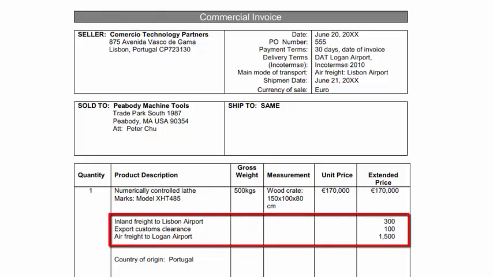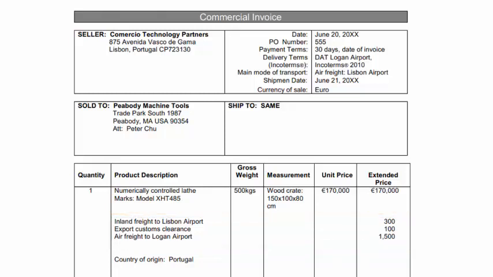Because this is a DAT Logan Airport Incoterm, the vendor has to pay for certain components of the international and domestic origin transportation. We can see inland freight to Lisbon Airport from the vendor's facility, 300 euro. Export customs clearance out of Portugal, 100 euro. And then air freight to Logan Airport, 1,500 euro. We'll see this in another example.